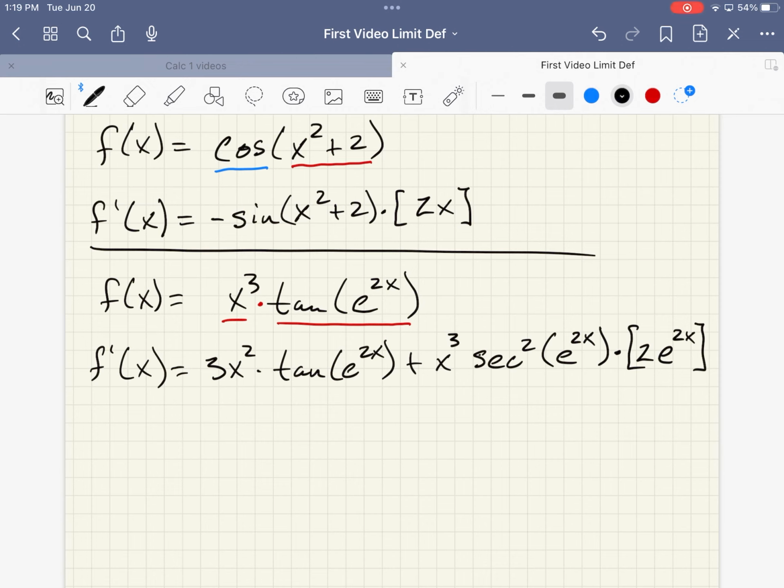So there is the derivative of that function.